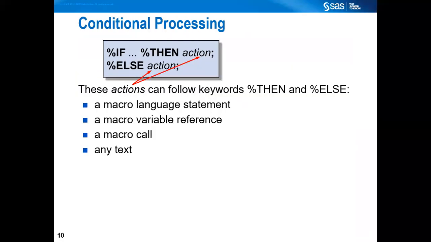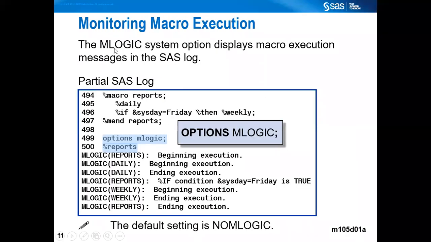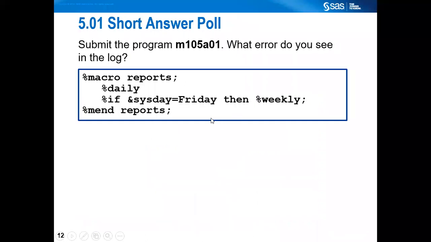This is how mlogic works. See, it's telling you mlogic is a system option which displays macro execution messages in the log. So the default is nomlogic. So when you use this same activity, what error do you see in the log?